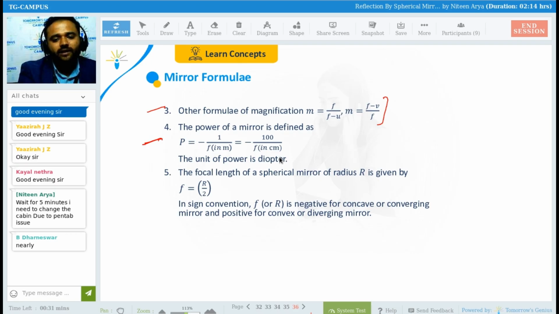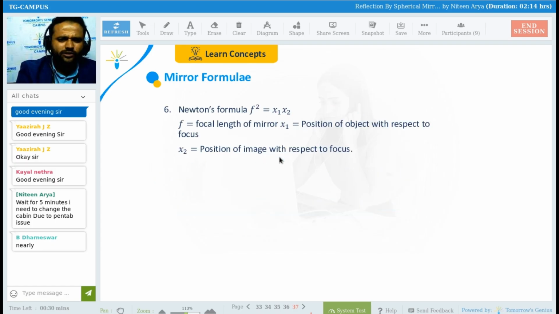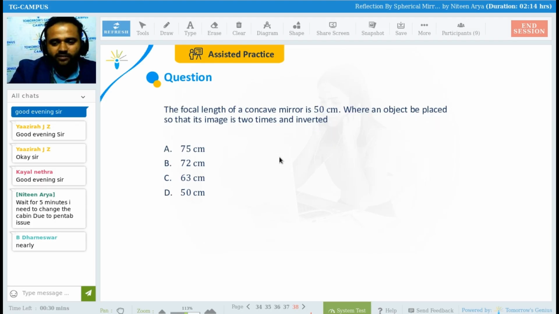The focal length of a spherical mirror of radius R is given by this. In sign convention, F or R is negative for concave or converging mirror and positive for convex mirror. I already explained this. Newton's law formula: F square equals x1 x2, where x1 is the position of the object with respect to the focus, x2 is the position of the image with respect to the focus. So if in any particular question you get this, there is an important thing: you don't need to do the derivation. Clear? Moving ahead, this is your question.